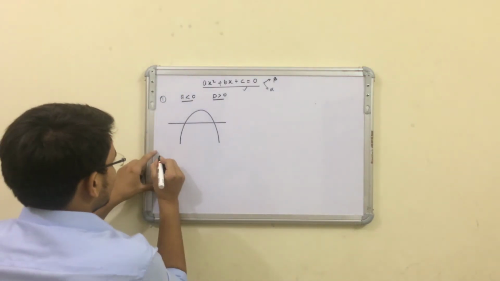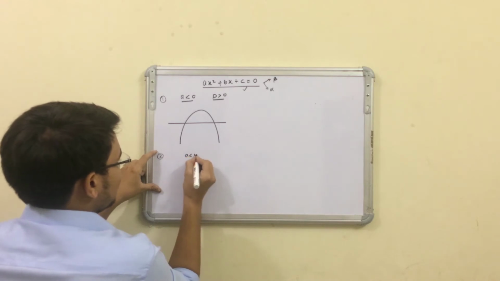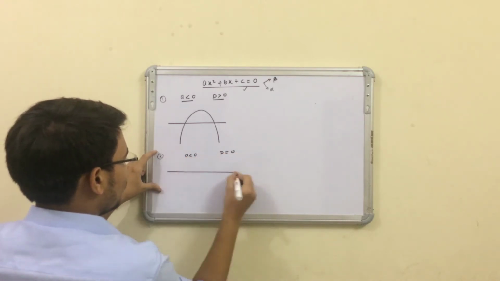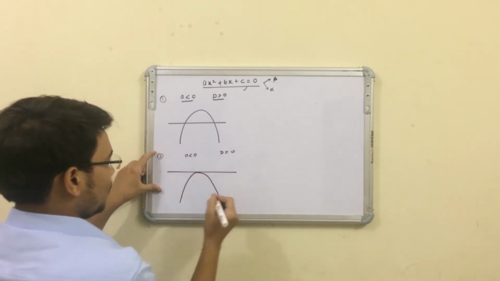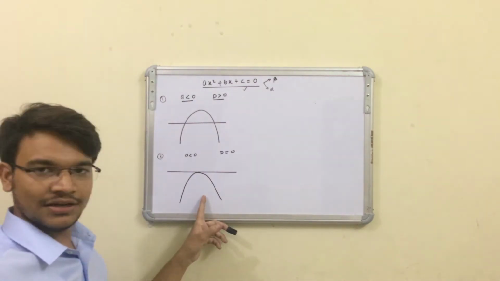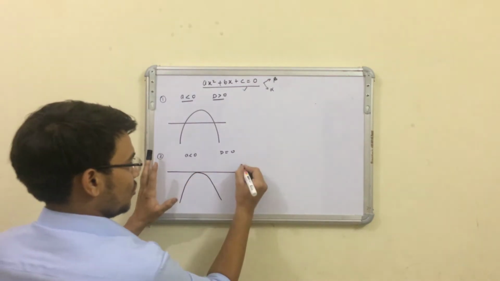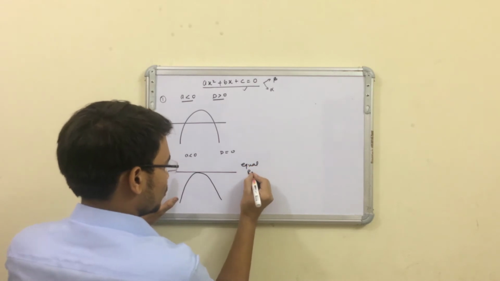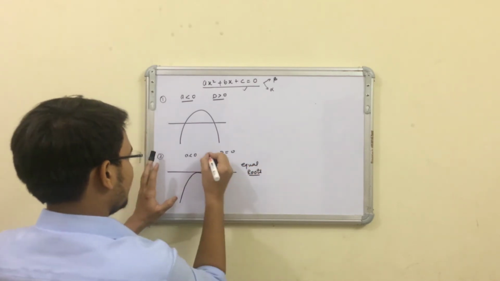The second case is a less than 0, D equal to 0. It means the parabola opens downward. It would be like that, and it has two equal roots.